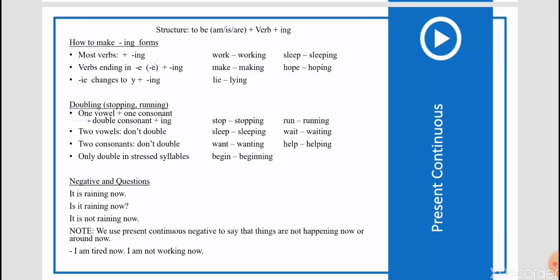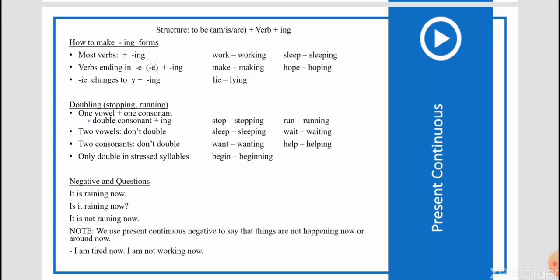Verbs ending in e drop off the last vowel e, and ing is added. For example, make, making. So e is dropped off and ing is added. Hope, hoping.